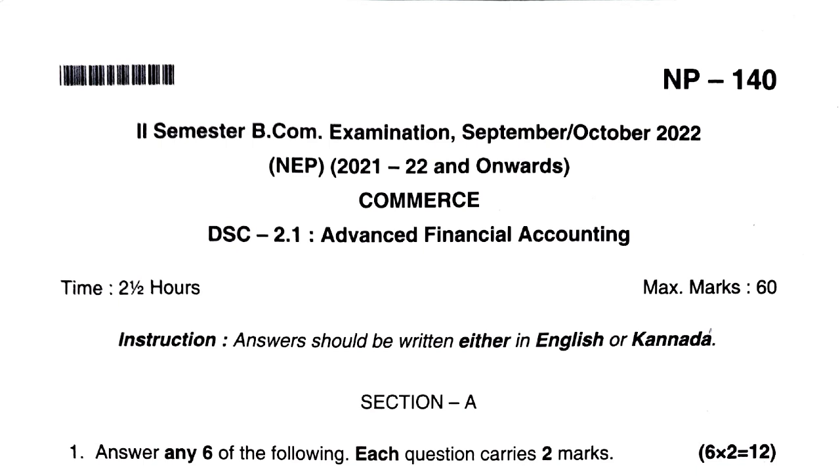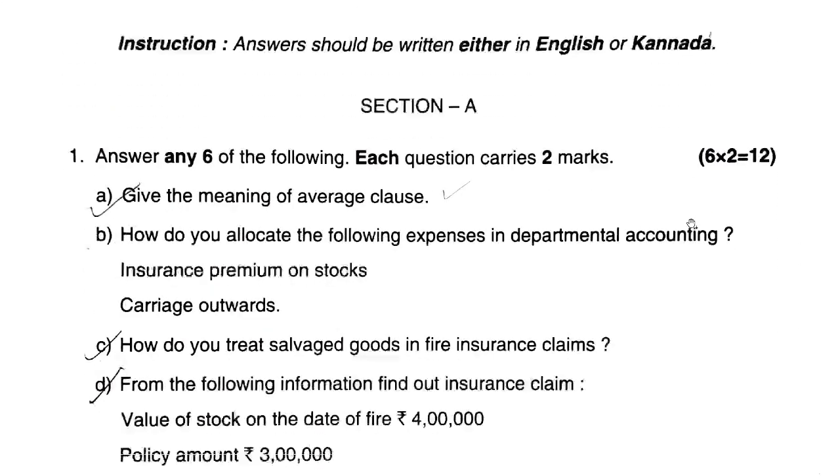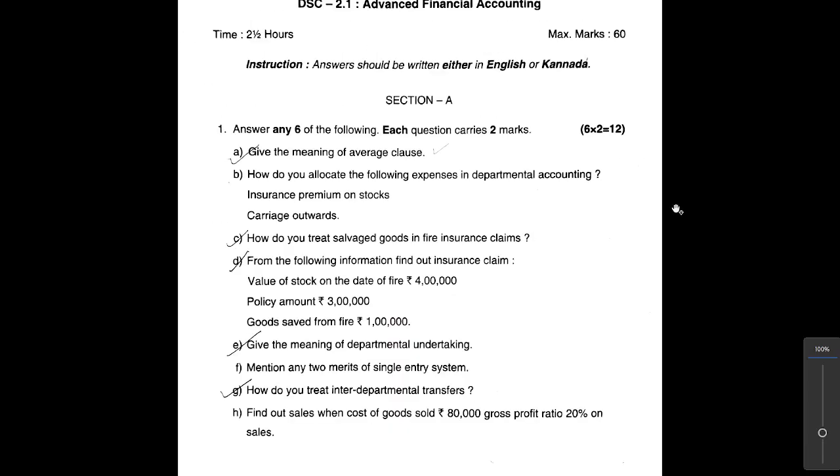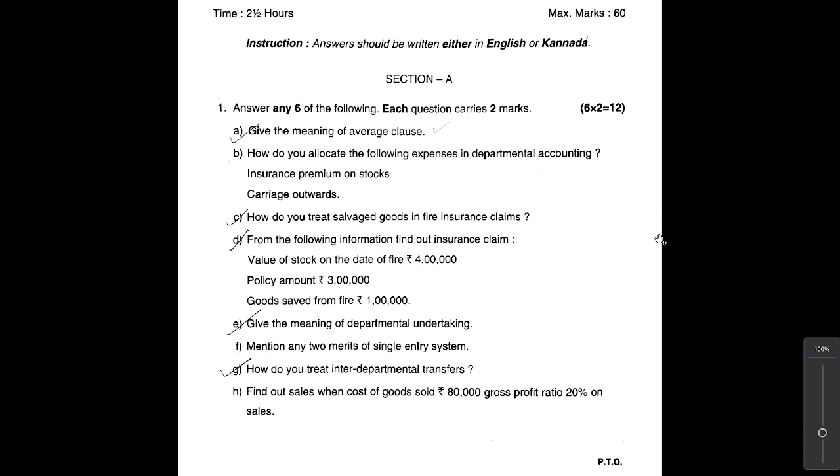This is a subject where you have both theory and, mostly, practical, so you will have sums. The maximum marks was 60. You had three sections. In the first section, you were given 8 questions. Out of the 8 questions, you are supposed to answer any 6. Each question carried 2 marks.